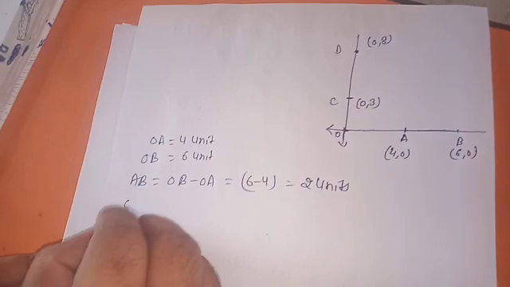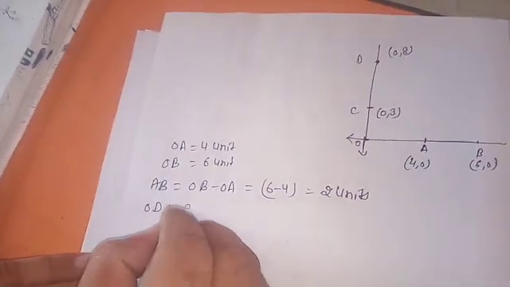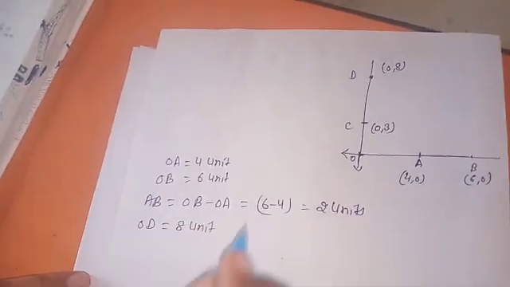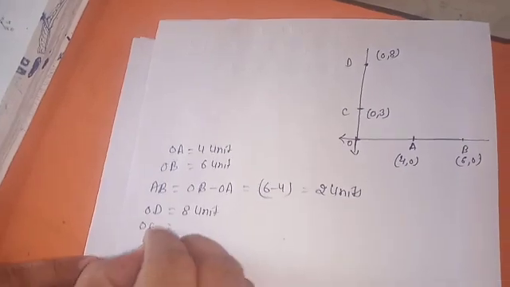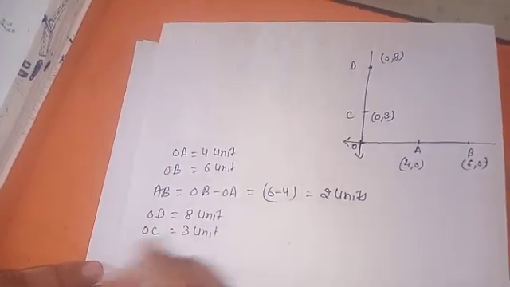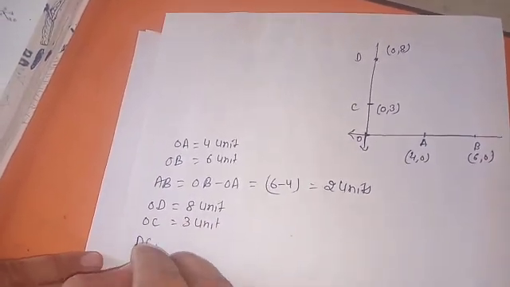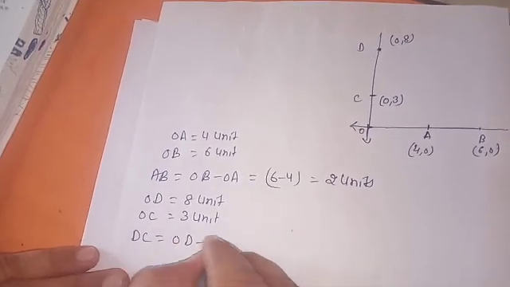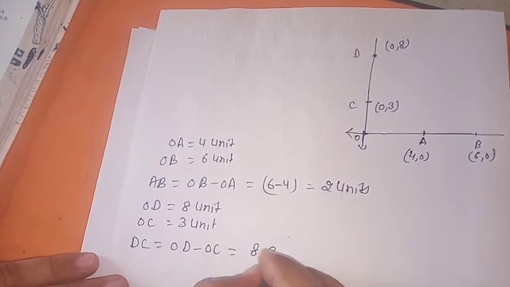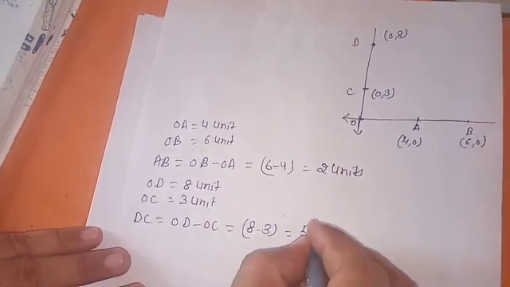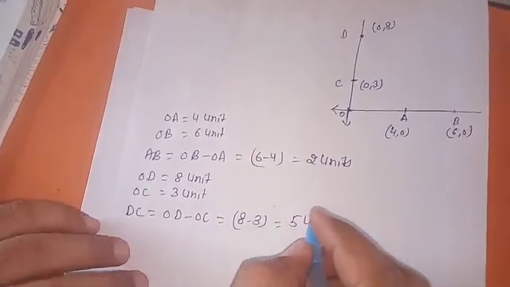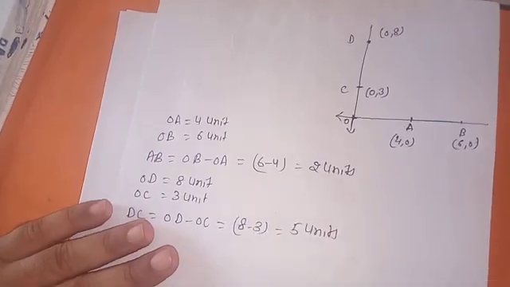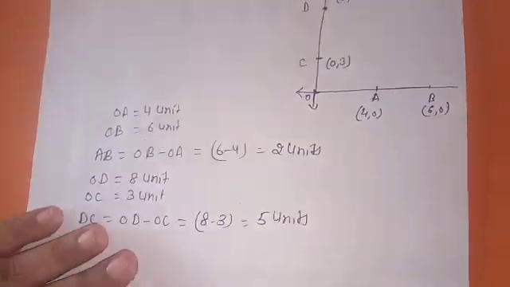Easily you can find it by applying the same formula. You know OD is equal to 8 units and OC is equal to 3 units. So DC is equal to what? OD minus OC. 8 minus 3 is equal to how much? 5 units. 5 units or not? Easily you can calculate.